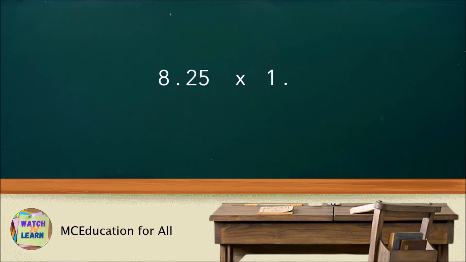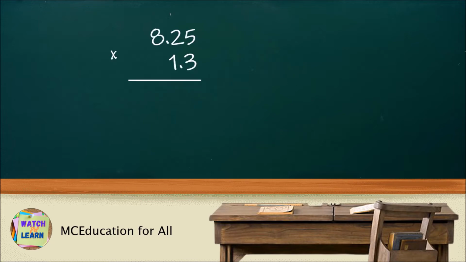8.25 times 1.3. Initially, ignore the decimal point and multiply the two numbers normally. 3 times 5 is 15. Write 5, regroup 1. 3 times 2 is 6. Plus 1 is 7. 3 times 8 is 24.